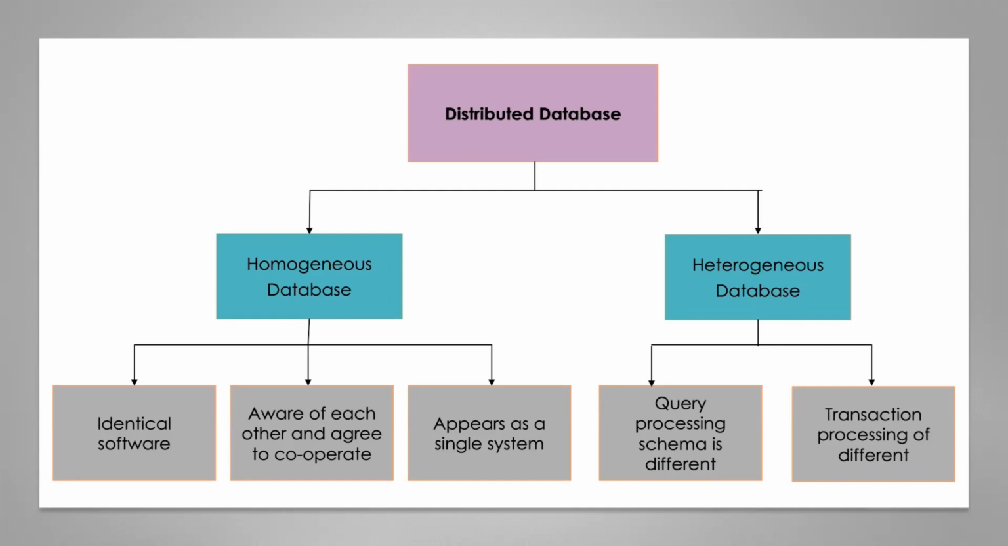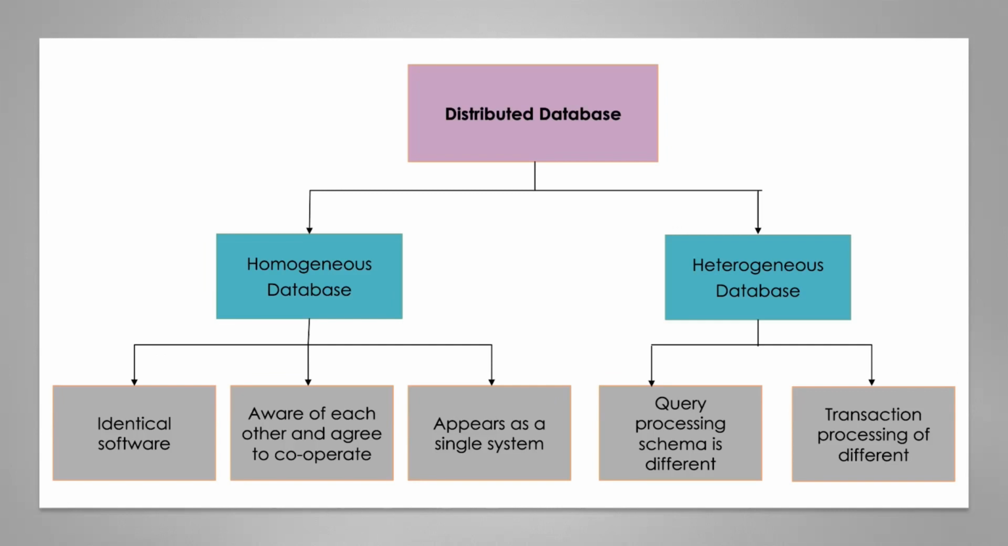Now we'll go with the heterogeneous database. A heterogeneous database setup refers to the scenario where different instances or nodes utilize various types of data management systems or have diverse configurations and data formats. Here we can see the query processing schema is different in the heterogeneous database. It will have different schemas and different database software installed at different sites. These differences in the schema may cause a problem in processing transactions. And here the sites are not aware of each other.